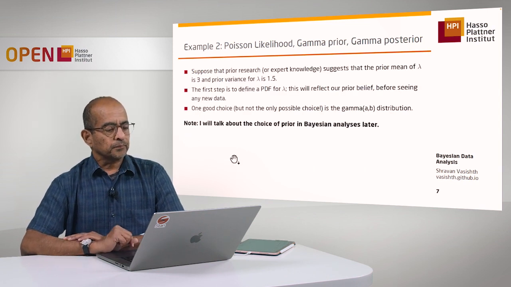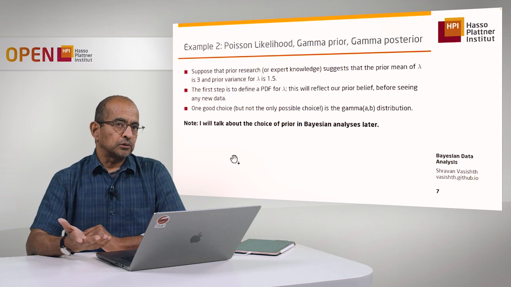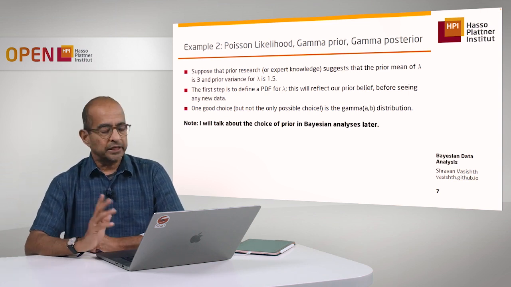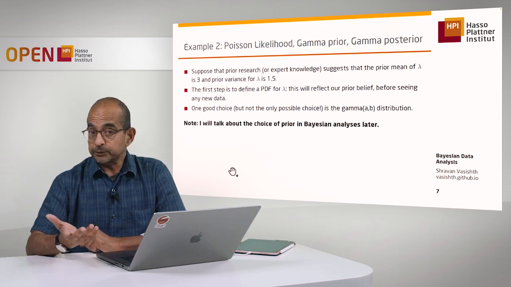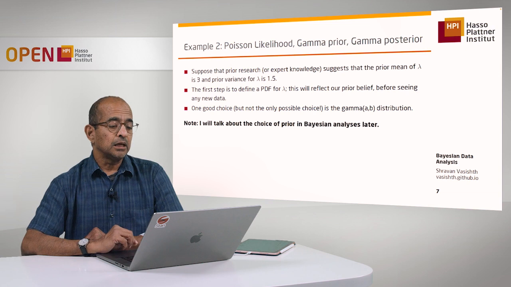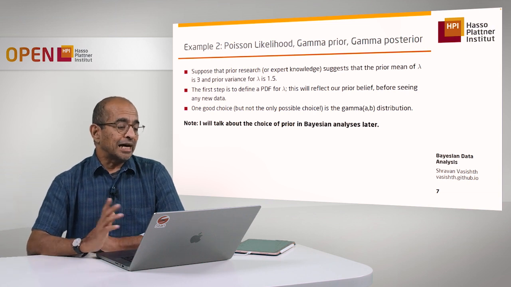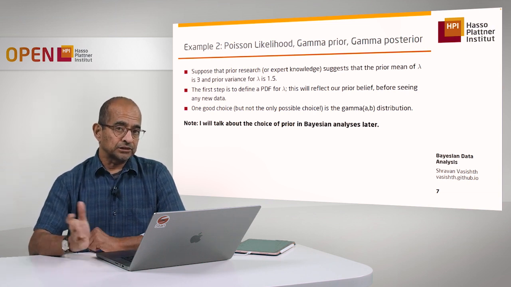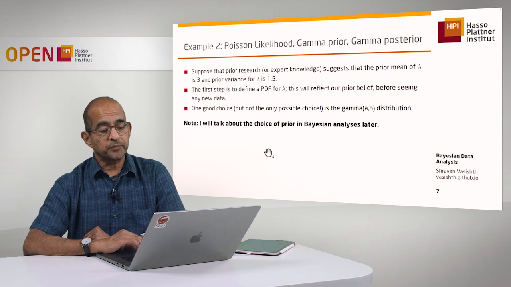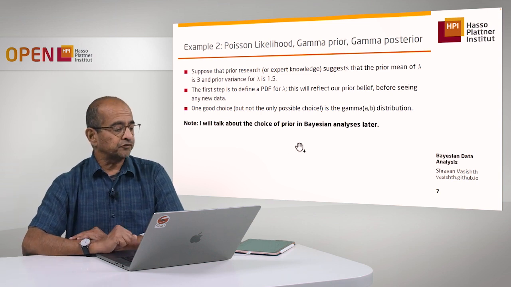Okay, so now let's assume for now that prior research on the topic of leftward eye movements, or maybe expert knowledge, there are many eye tracking experts in the world in psychology and other areas, suggests that the prior mean of lambda, so the rate of regressions, is 3 and the prior variance is 1.5. Okay? So this could be a possible prior knowledge that we have from previous work.